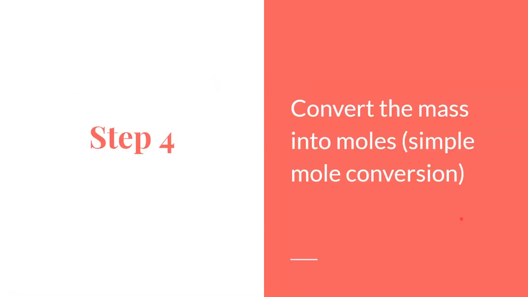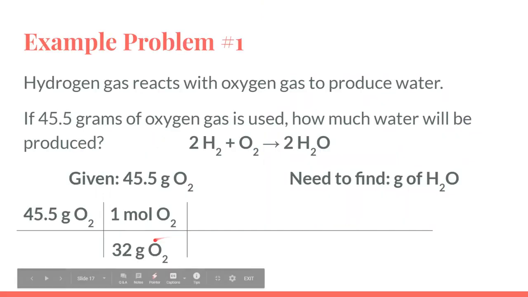Step 4 is to convert the mass into moles. And you know how to do this because this is just a simple mole conversion. So looking at O2, we have grams of O2 in the upper left-hand box, which means we need to do grams of O2 diagonal so that the grams will cancel out. And we need to figure out how many grams are in 1 mole of oxygen gas.